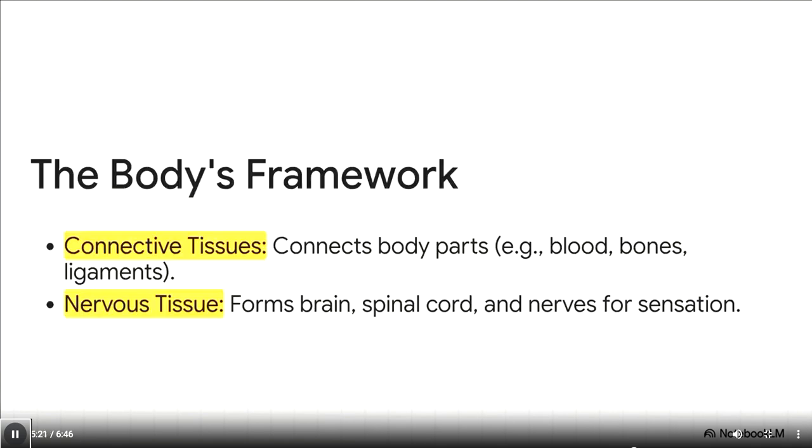And to wrap up the animal tissues, we have the connectors and the thinkers. Connective tissue does exactly what it sounds like. It connects everything. It's an incredibly diverse group, from liquid like your blood to solids like your bones. And finally, you have nervous tissue. This is the command center, the brain, the spinal cord, and all the nerves that make up the network that lets you think, feel, remember, and react to anything and everything.